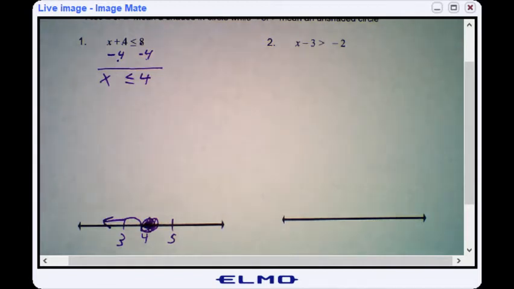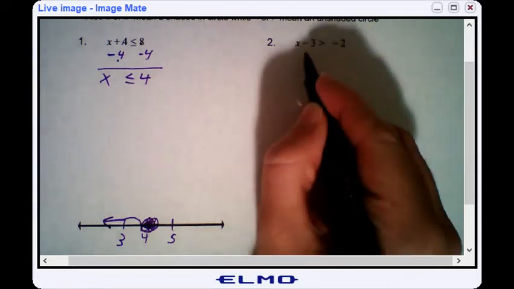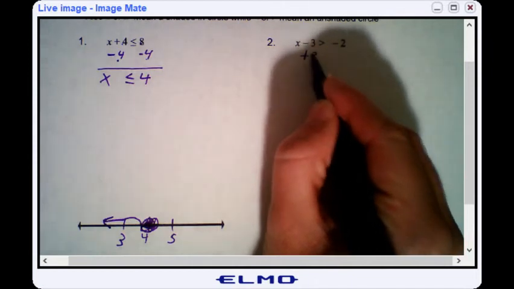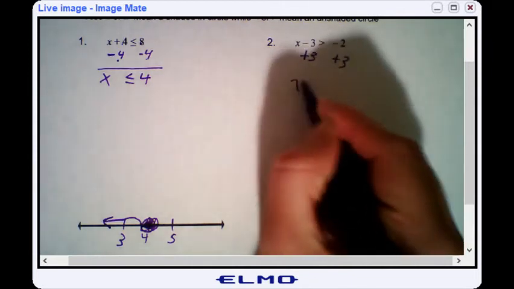For number 2, I see x minus 3 is greater than negative 2. I need x by itself. I'm subtracting 3, so the opposite is add 3 to both sides. So x is greater than 1.